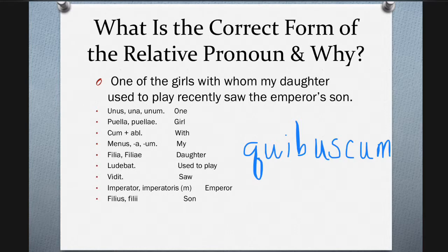The correct form of the relative pronoun is quibus. If that's all you wrote, that's fine. But remember, as the object of the preposition with, you really should be writing quibuscum, because that's how it will appear in Latin.